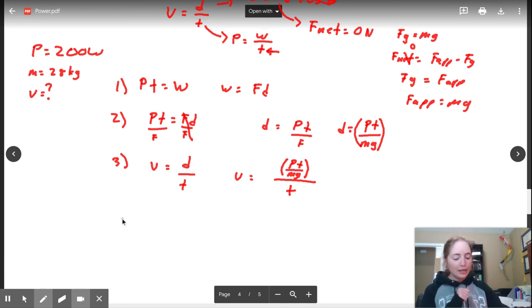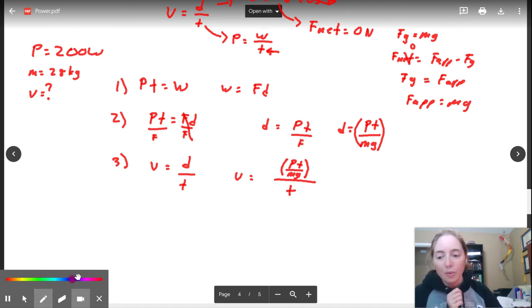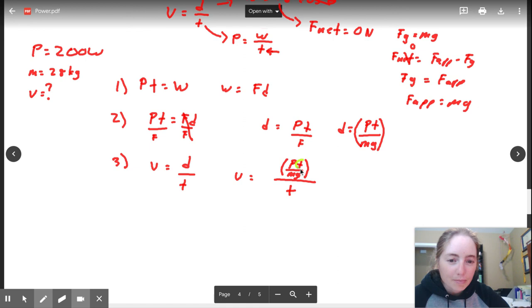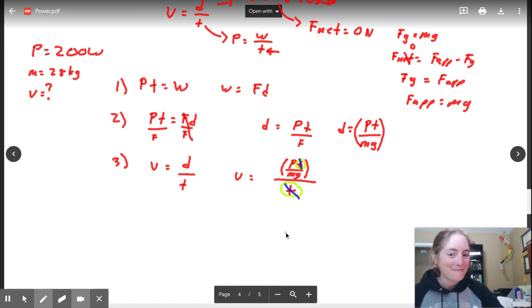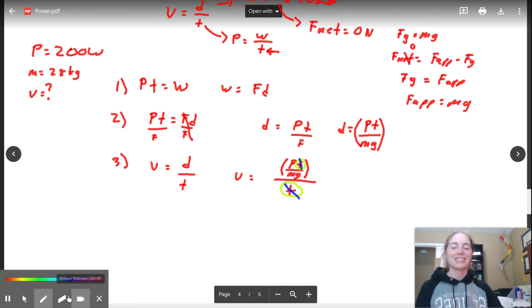All right, ladies and gentlemen, I want you to look very closely here. I'm going to use a yellow pen, so it's kind of like a highlighter. We have time up here, and we've got time down here. What can I do with these times? Cancel them. I can cancel this time, because the time is going to be mathematically the same. So I don't need time to solve this equation because it's going to cancel.